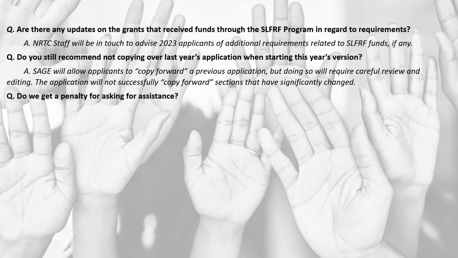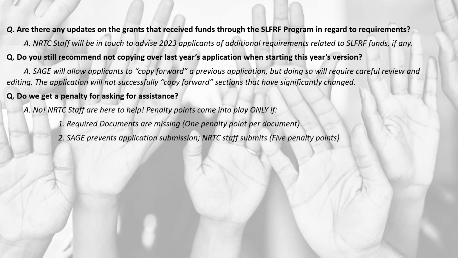Question. Do we get a penalty for asking for assistance? Answer. No. NRTC staff are here to help. Penalty points come into play only if required documents are missing at 1 penalty point per document, or if SAGE prevents application submission and NRTC staff has to submit the application. That would result in 5 penalty points.